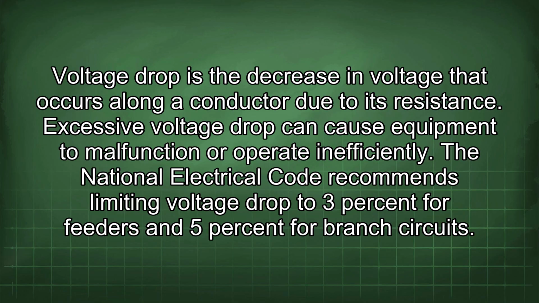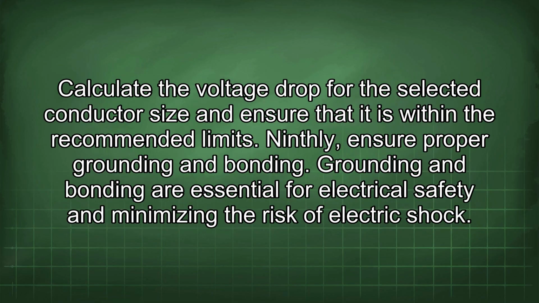Eighthly, consider voltage drop. Voltage drop is a decrease in voltage that occurs along a conductor due to its resistance. Excessive voltage drop can cause equipment to malfunction or operate inefficiently. The National Electrical Code recommends limiting voltage drop to 3% for feeders and 5% for branch circuits. Calculate the voltage drop for the selected conductor size and ensure that it is within the recommended limits.